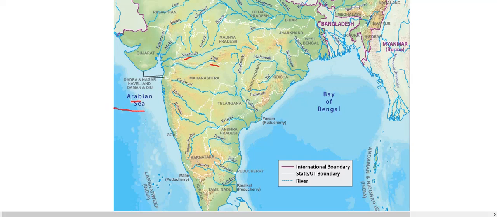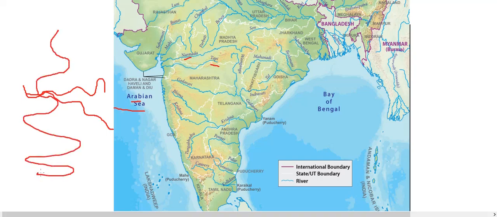The characteristic of these peninsular rivers is that they follow a fixed course. Means they are currently in this channel, so they follow this channel only. In contrast, you see the Brahmaputra, which is famous for channel shifting. These rivers follow a fixed course and there is an absence of meanders. Means there is no snake-like structure in this kind of river, as compared to the Himalayan rivers.